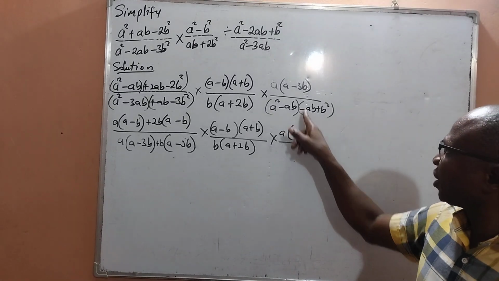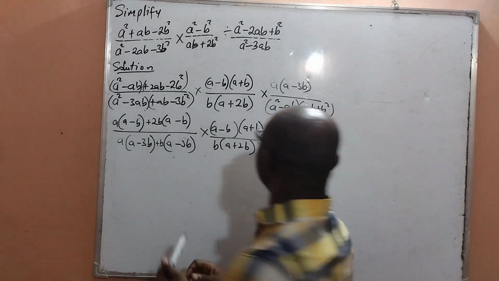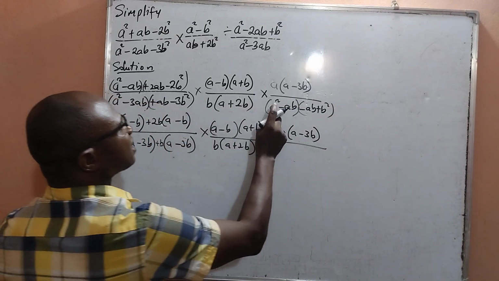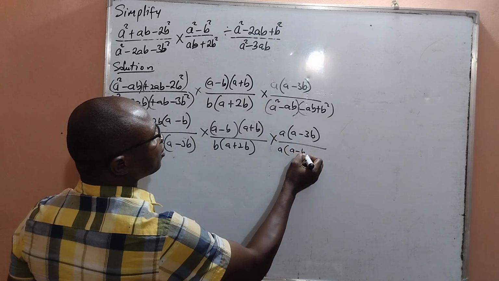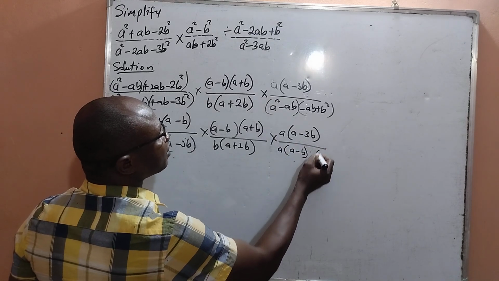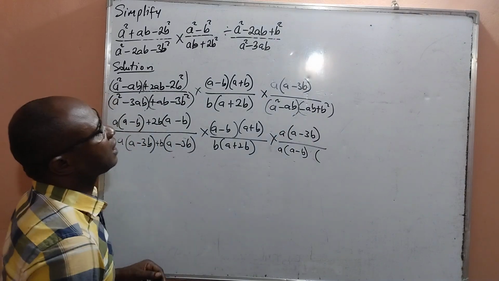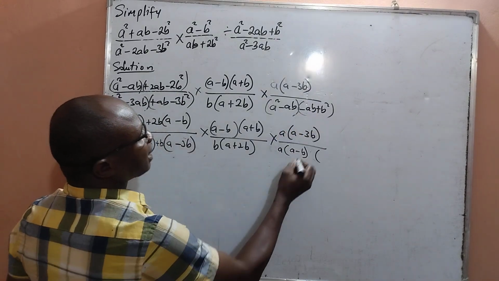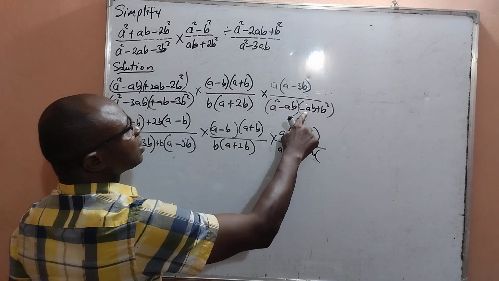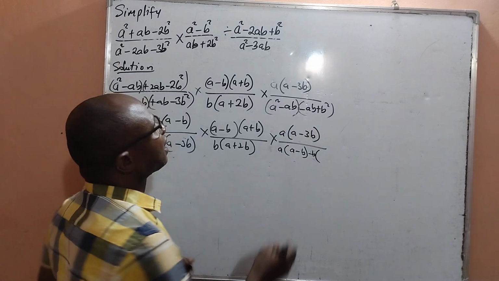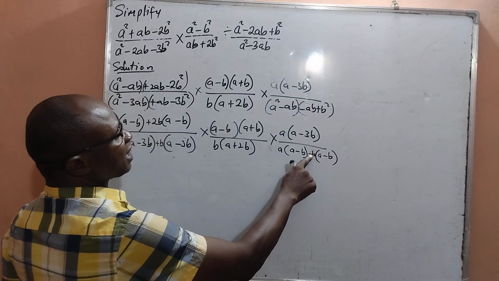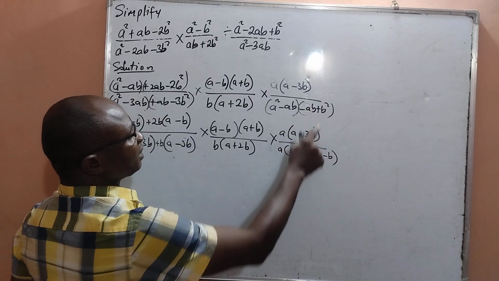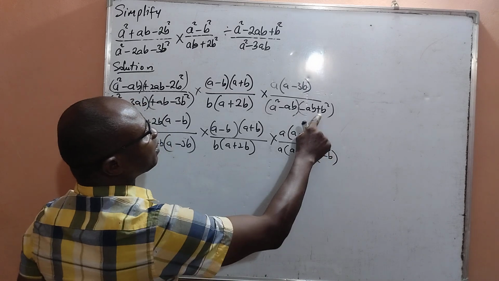Now, at the denominator in the last expression, what is common in factorizing the brackets? The first bracket, a is common, and into the bracket I have a minus b. And in the second bracket, b is common, and that is going to be minus b. So that inside the bracket, I am going to have a minus b. What does it mean? Minus b times a will give me minus ab, and minus b times minus b will give me plus b squared.